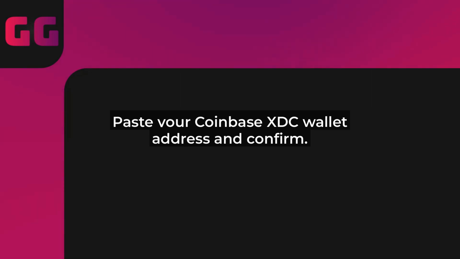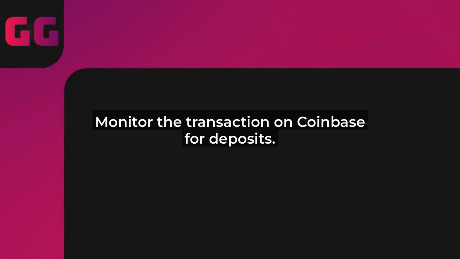Step 4. Now, switch to your Coinbase account. Go to your wallet and keep an eye on the deposits section. It might take a few minutes to an hour for the transfer to show up, depending on network congestion in 2025. Finally, once the XDC appears in your Coinbase wallet, you're all set.